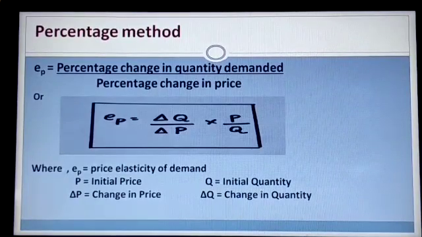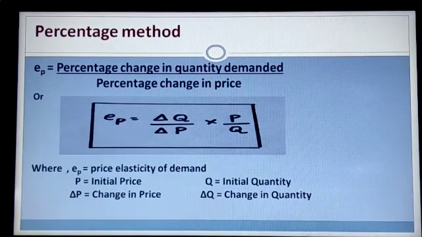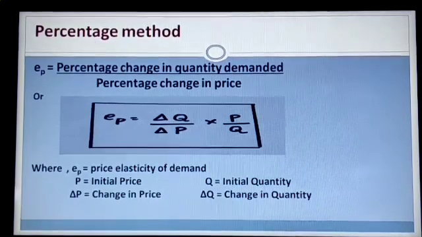The formula is, we have done this earlier also, EP is equal to percentage change in quantity demanded divided by percentage change in price. In the numerator we have percentage change in quantity demanded. In the denominator we have percentage change in price. Another, alternate formula, which is used for solving the numericals, is EP is equal to delta Q by delta P into P by Q. Now, what are these delta Q and delta P? We'll be dealing with it.